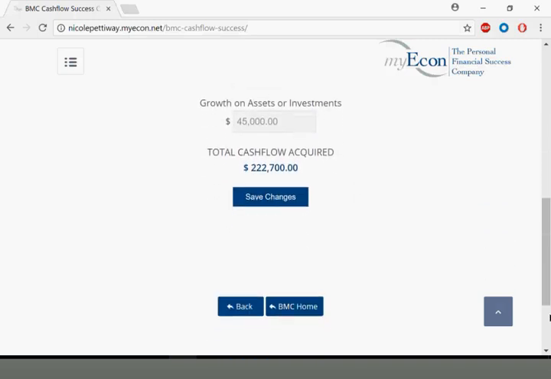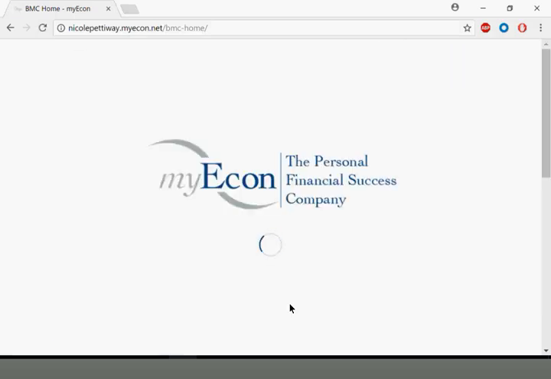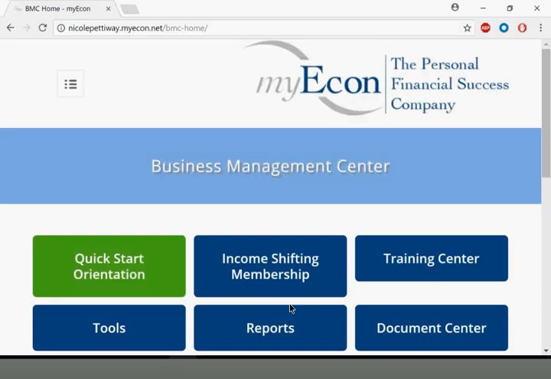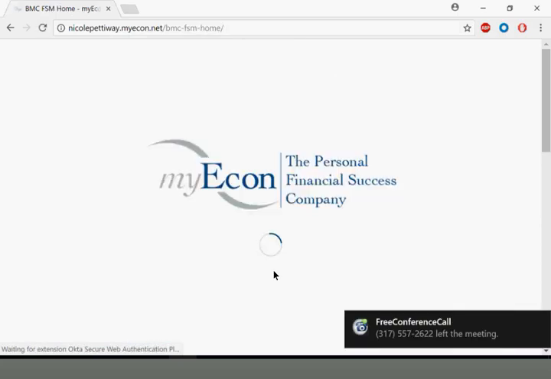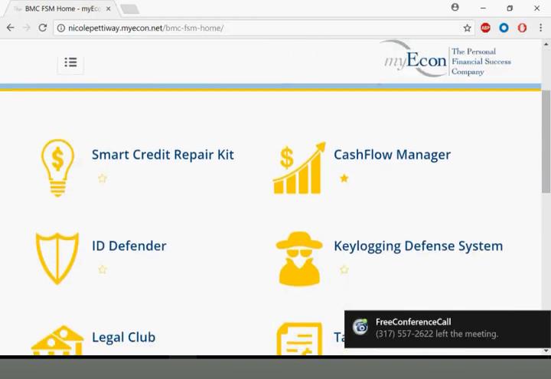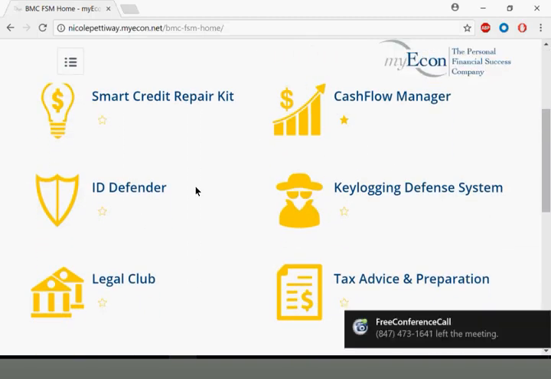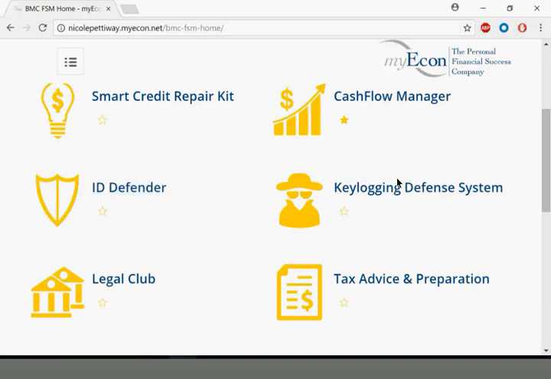So you're going to go to your home page. And then you're going to go to Income Shifting Membership. Right here. Then we've got the ID Defender right here that you want to sign up for, and the key logging defense system. Both of those you want to go in and get yourself set up. ID theft and then what? ID Defender and the key logging defense system.